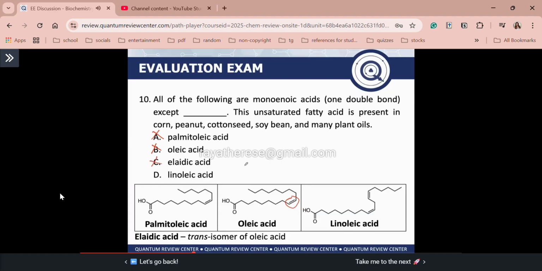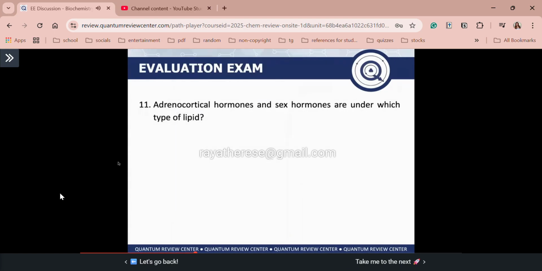And clearly, from the structure of your linoleic acid, it is a polyunsaturated fatty acid with 2 double bonds. So here, our answer is letter D. Okay? So class, I hope that's clear. For number 10, our answer is letter D. Alright, now let's proceed with our next question.